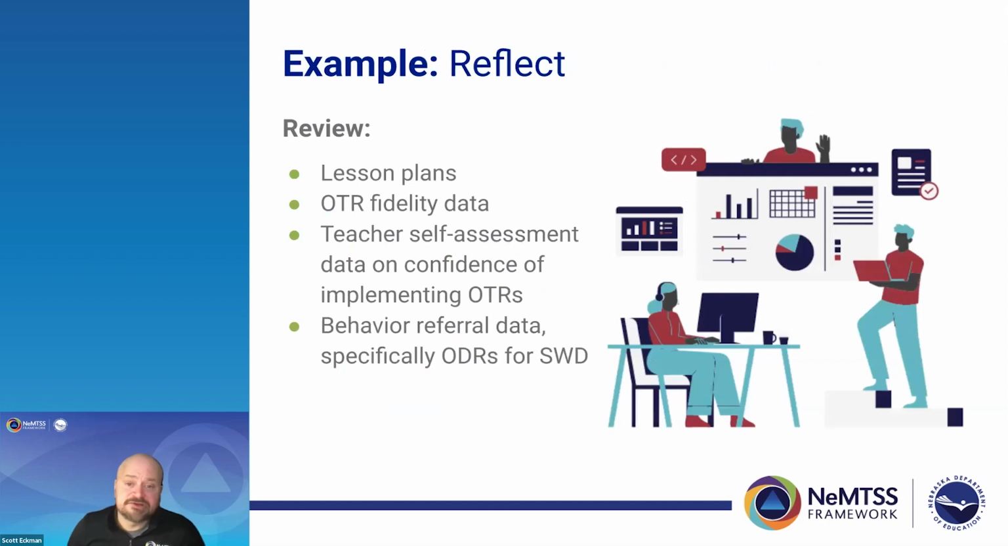So to wrap up this first example, the district would need to review lesson plans, fidelity data around opportunities to respond, teacher self-assessment data on confidence of implementing opportunities to respond, and then that outcome data of behavioral referral data, specifically office discipline referrals for students with disabilities, to reflect and determine if their plan had the impact it was intended to have.